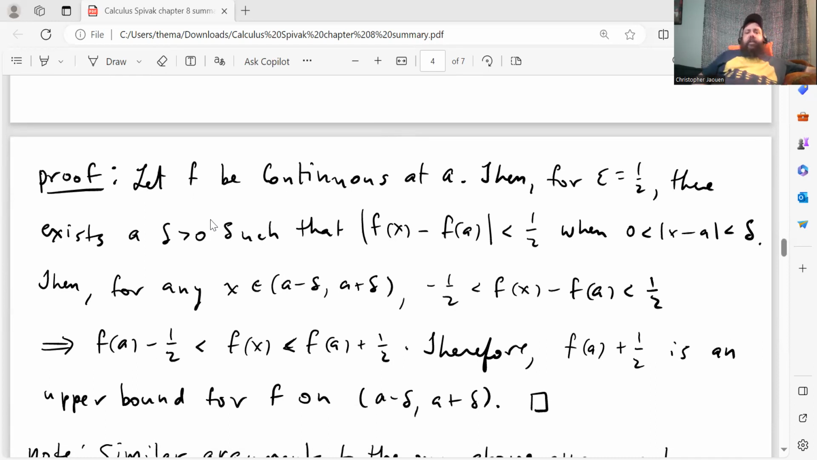Let f be continuous at a, then for example, we could choose epsilon equal to a half. There's nothing special about a half. You could choose any other positive value if you like. There exists a delta greater than 0, such that absolute value f of x minus f of a less than 1/2, when 0 less than absolute value x minus a less than delta. That's from the property of continuity.